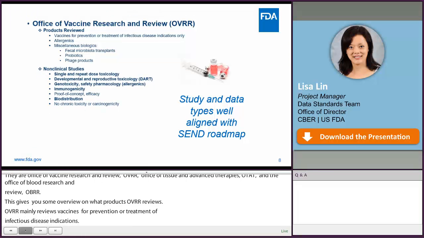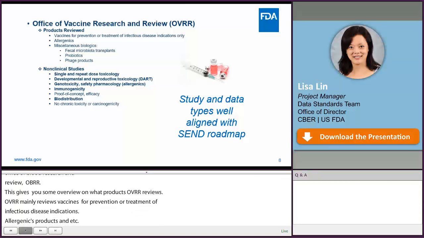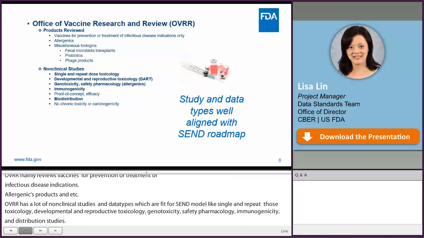OVRR has a lot of nonclinical study and data types which fit the SEND model, like single and repeat dose toxicology, developmental and reproductive toxicology, genotoxicity, safety pharmacology, immunogenicity, and biodistribution studies. These study types are all well aligned with SEND implementation.